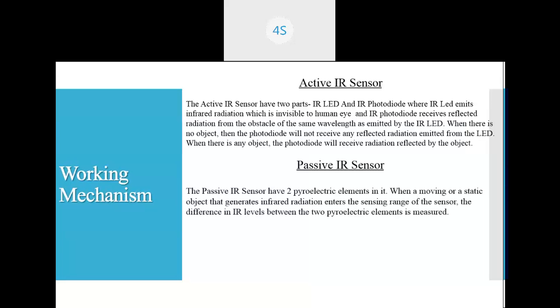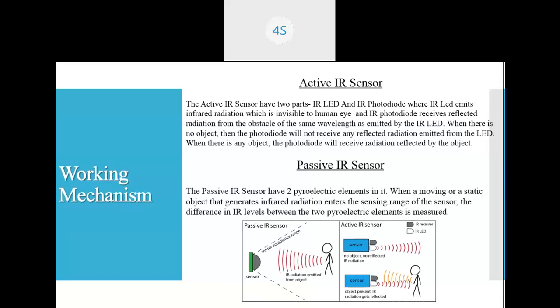The passive IR sensor has two pyroelectric elements in it. When a moving or static object that generates IR enters the sensing range, the difference is calculated, which is used to measure the IR levels of the object. So here is a picture which can help you to understand the mechanisms.